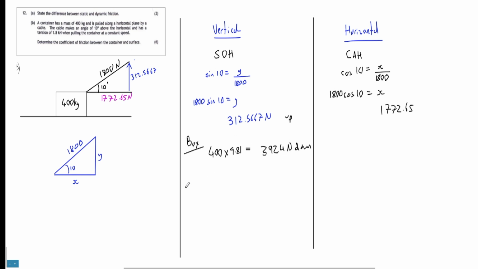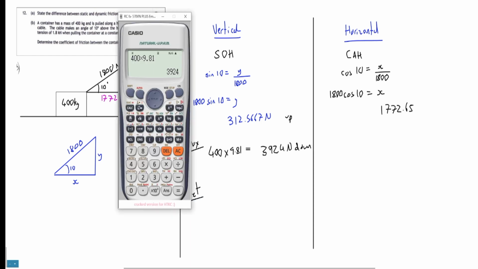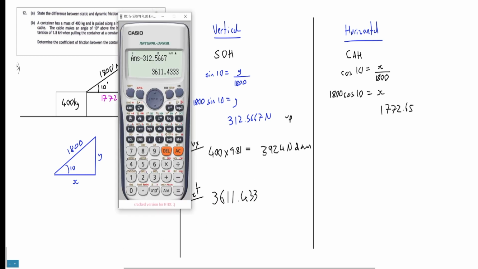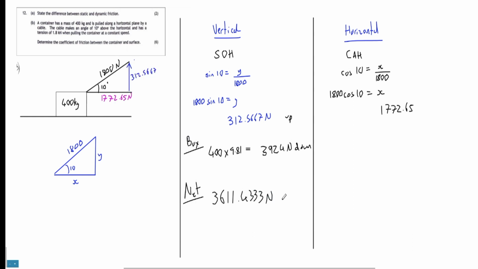So it's pushing this many newtons downwards, and of course it's going to counteract with this, so we can get the net force, the overall force in the vertical direction. Net force is going to be this much down minus the 312.5667, pulling it back up. We got 3,611.433 newtons down. This is pushing it down, and this is what's going to create that friction force.